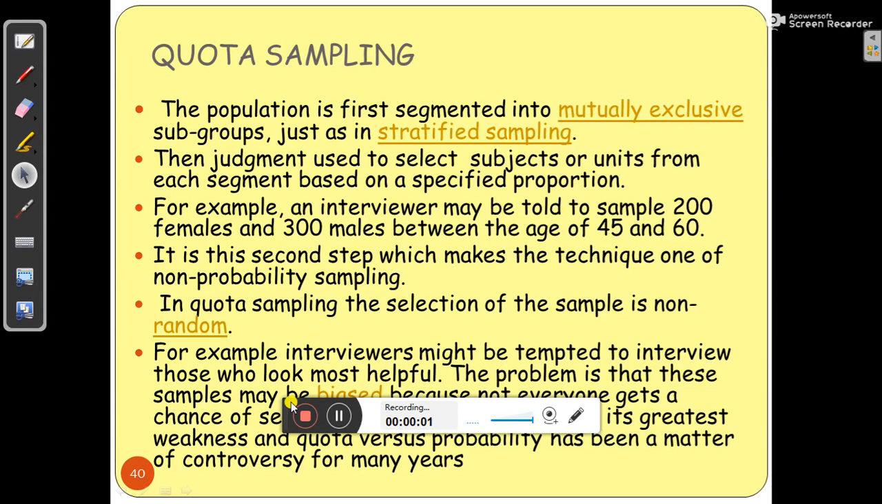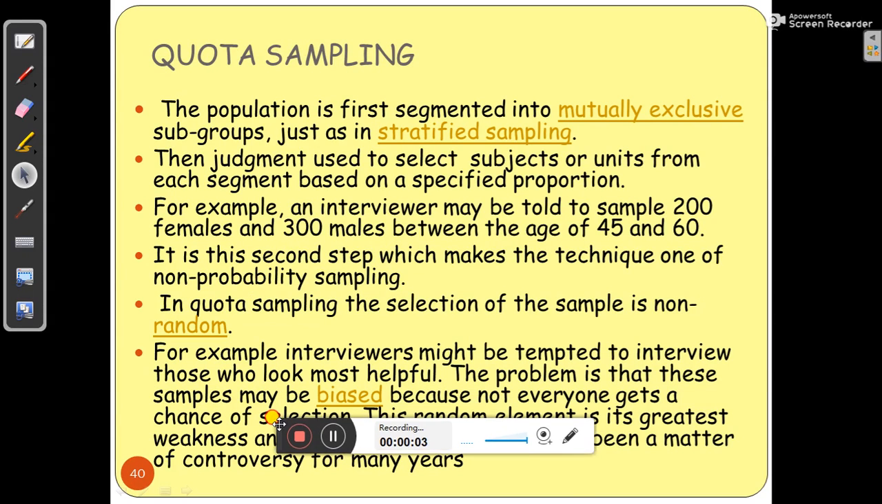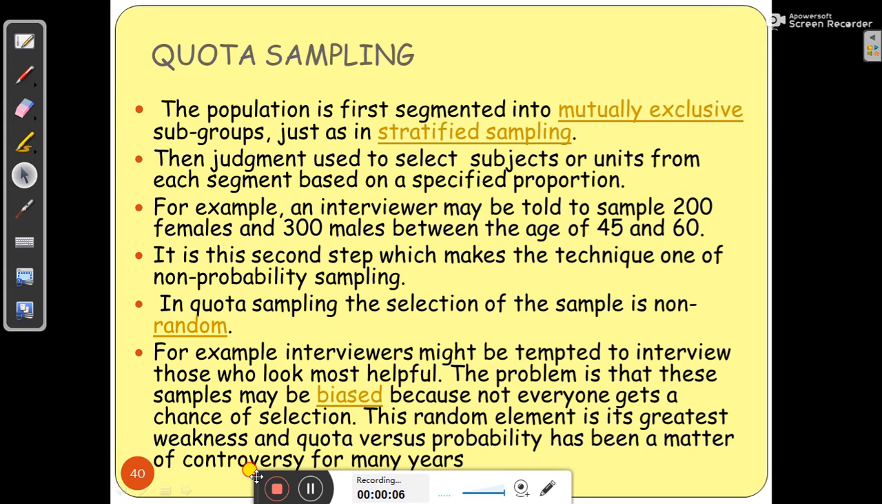Hello student, I am going to continue from the last video, in which we are going to discuss the next topics of the sampling techniques. So I start with this one, quota sampling.